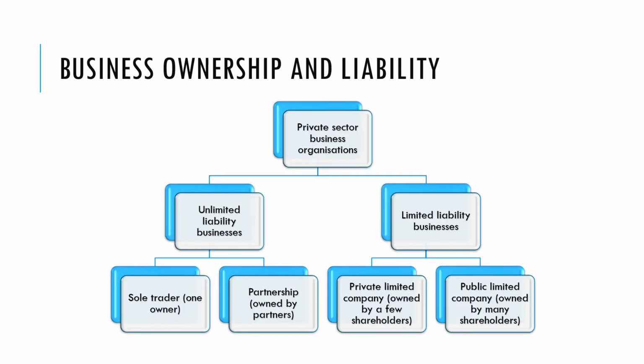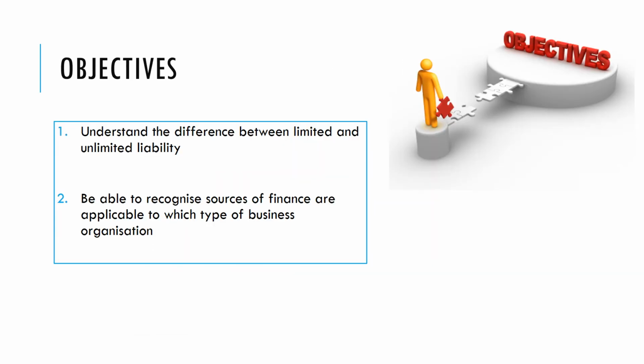So business ownership and liability. Well, here we have unlimited liability and limited liability businesses, and the two forms of unlimited liability that we need to be aware of: a sole trader with one owner and a partnership owned by a number of partners. These businesses have unlimited liability or unincorporated status. On the flip side, limited liability businesses are incorporated businesses, and include private limited companies owned by a few shareholders and public limited companies owned by many shareholders. We're going to move on now and look at which sources of finance are applicable to which type of business organisation.